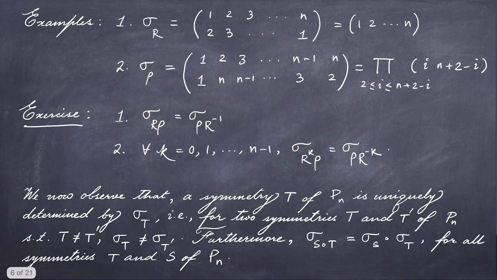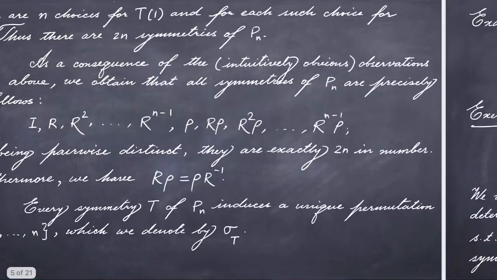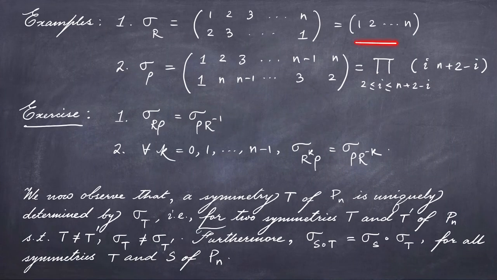For example, consider r. What was r? r was the rotation in the clockwise direction by 2 pi by n radians. So let's see how it moves the vertices of Pn. The first vertex is being sent to the second position. The second vertex is being sent to the third position. So the first vertex is being sent to the original position of the second vertex, and the second vertex is being sent to the original position of the third vertex. Therefore, we see sigma r is nothing but this n-cycle.